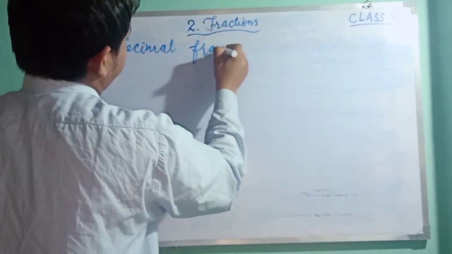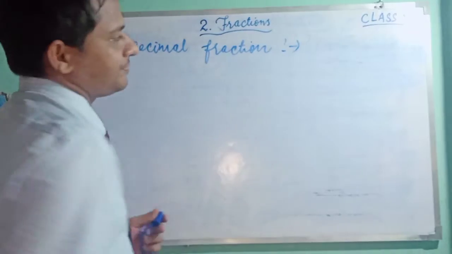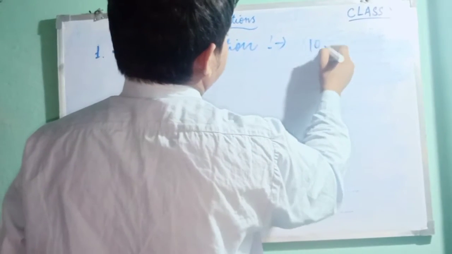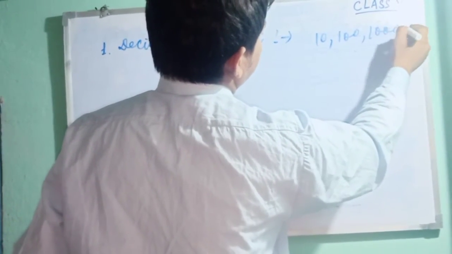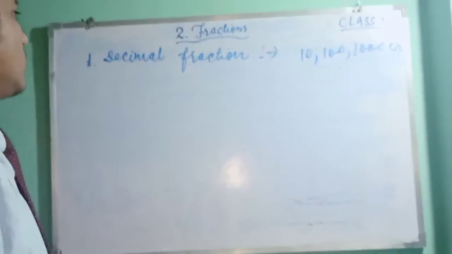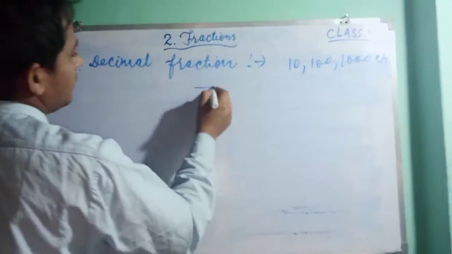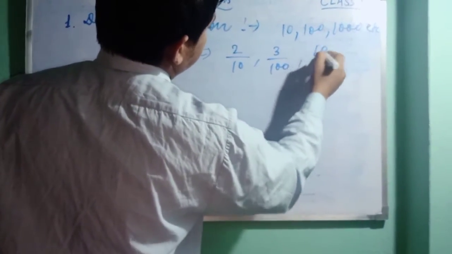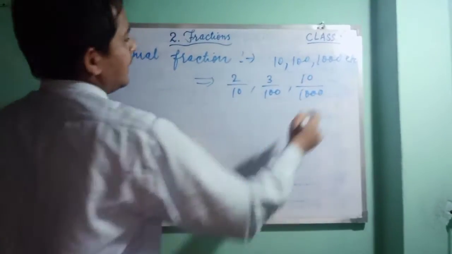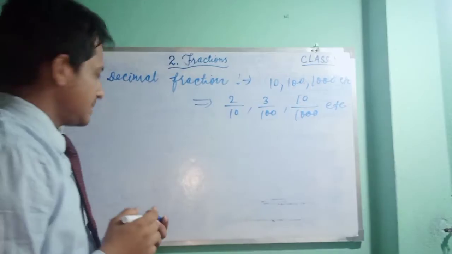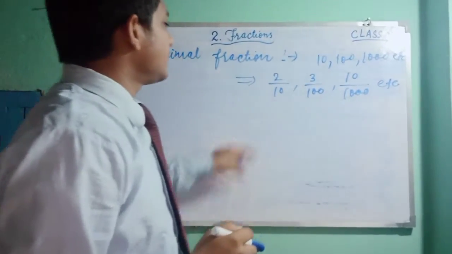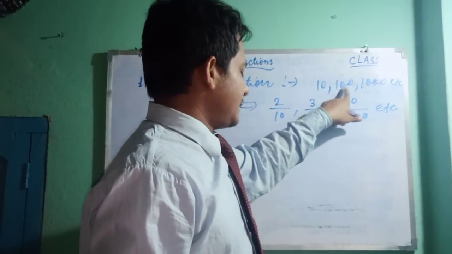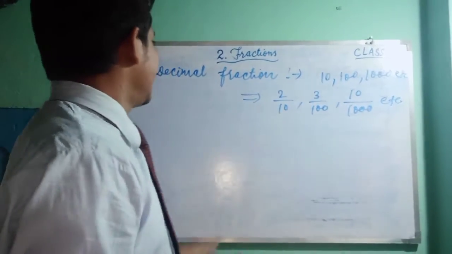Decimal fraction. So what do you mean by decimal fraction? A fraction whose denominator is 10, 100, 1000, etc. is called a decimal fraction. Examples: 2 by 10, 3 by 100, 10 by 1000, and so on. These are examples of decimal fractions. Why? Because all the denominators are 10, 100, 1000. So these are called decimal fractions.